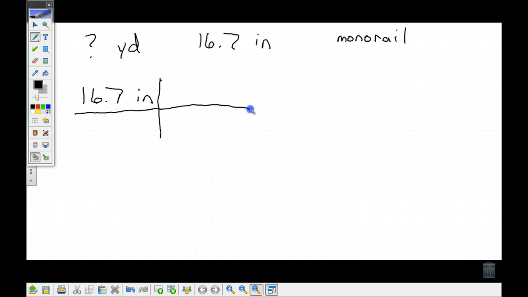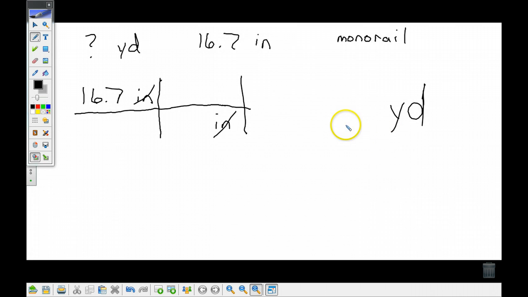And what I'm going to put here is a fraction. I want to know how many inches are in a yard, or how many yards are in 16.7 inches. I hope you see inches needs to go on the bottom. Why do I know inches needs to go in the bottom? I want to get rid of it. I don't want to know inches anymore. I want to know yards. So we know that's going to be our unit on our answer. How many yards is this?